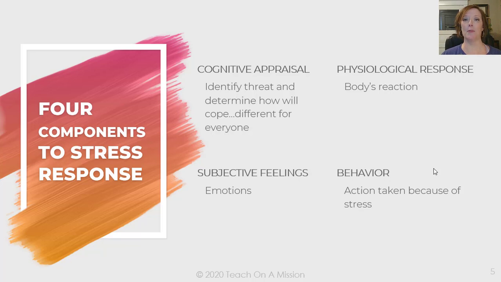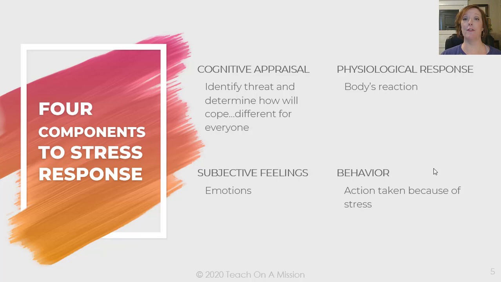There are four components to the stress response. First, there has to be some type of cognitive appraisal. The person experiencing the stressor identifies the threat and determines how that person will cope. And this is going to be different for everyone. There is a physiological response. It's the body's reaction. This is not something you have any choice over. It's mostly autonomic. It's mostly automatic.